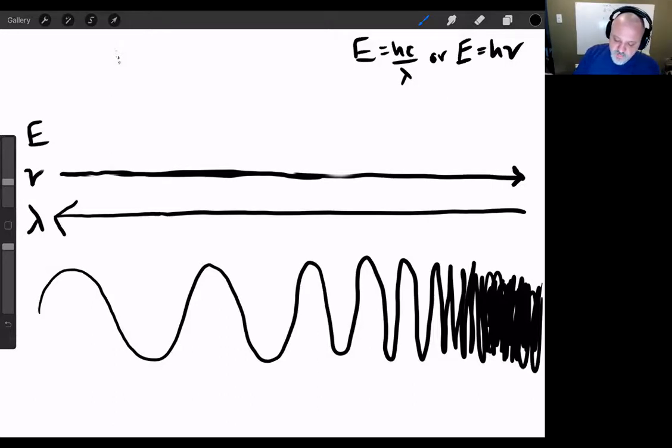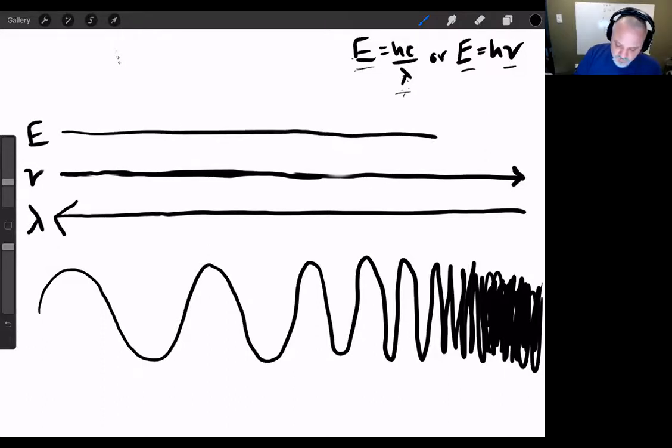Energy and frequency are directly related. So if frequency goes up, then energy goes up. Energy and wavelength are inversely related. So if energy goes up, then wavelength goes down, and if wavelength goes down, energy goes up. So energy and frequency go the same way.